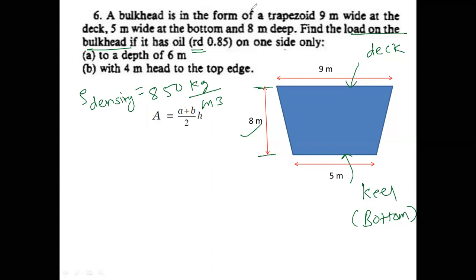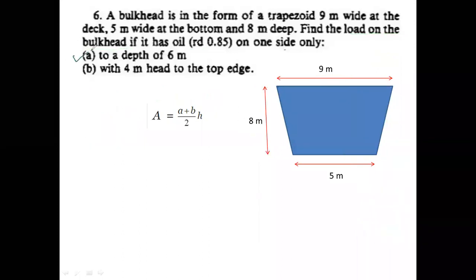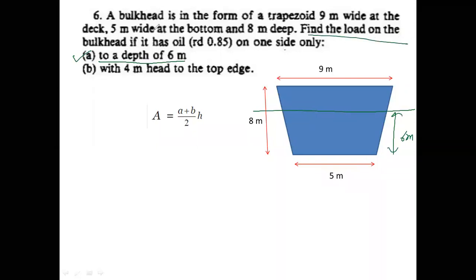Now again there are two sub questions as we have seen earlier. So the first sub question, or you can say the condition, is that this oil is up to the depth of 6 meter. The total depth of the bulkhead is 8 meter, but oil is there up to the 6 meter only. If this is the condition, then find out the load on the bulkhead. This is the first condition.